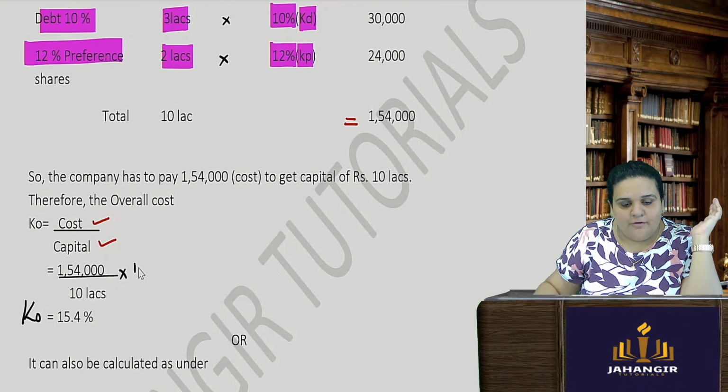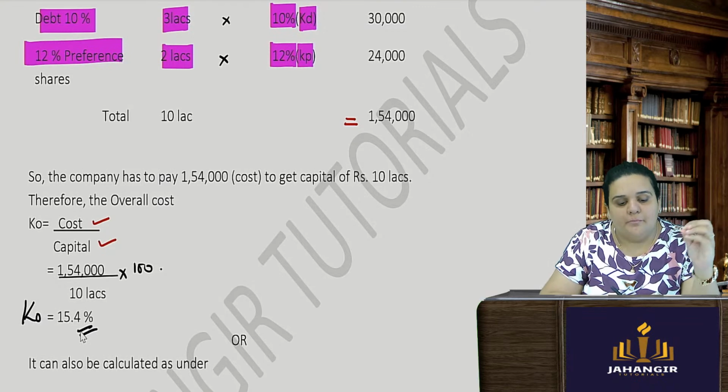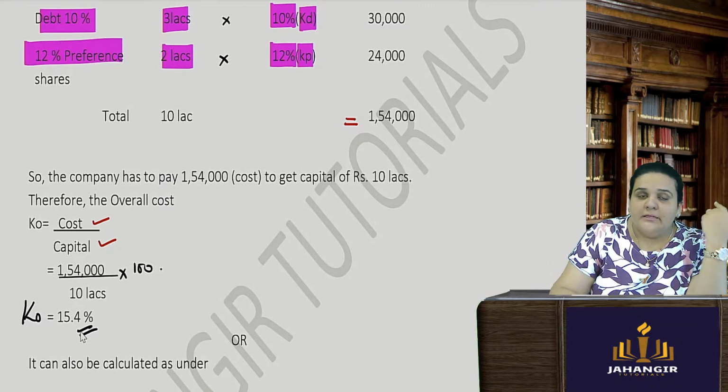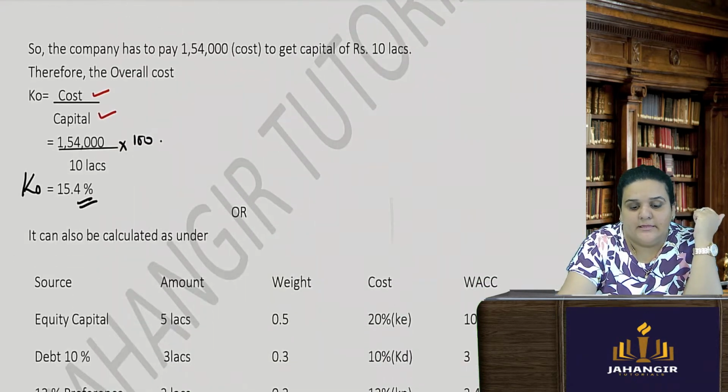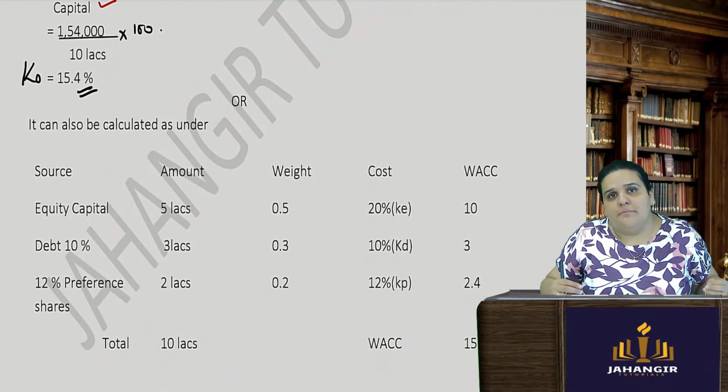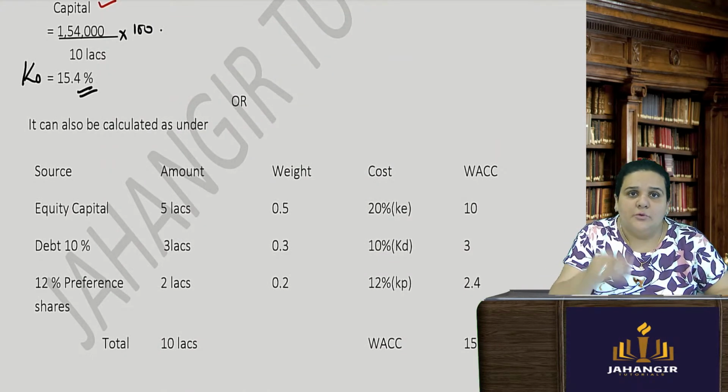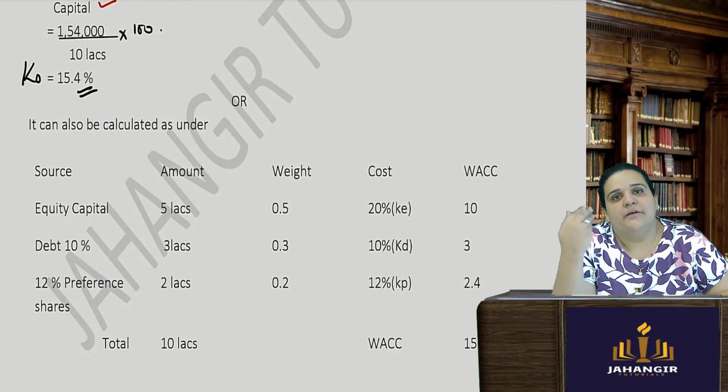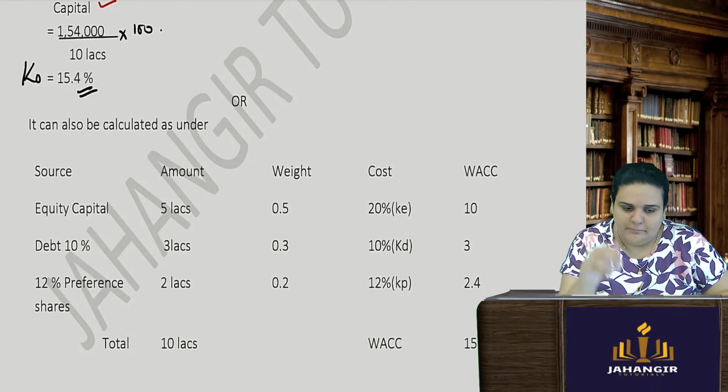It is in the form of percentage, 15.4%. There is another manner of calculating this where we assign weights. Weights are important. Even in the sums, you will see in the exam questions, they have asked to find the weighted average cost of capital.